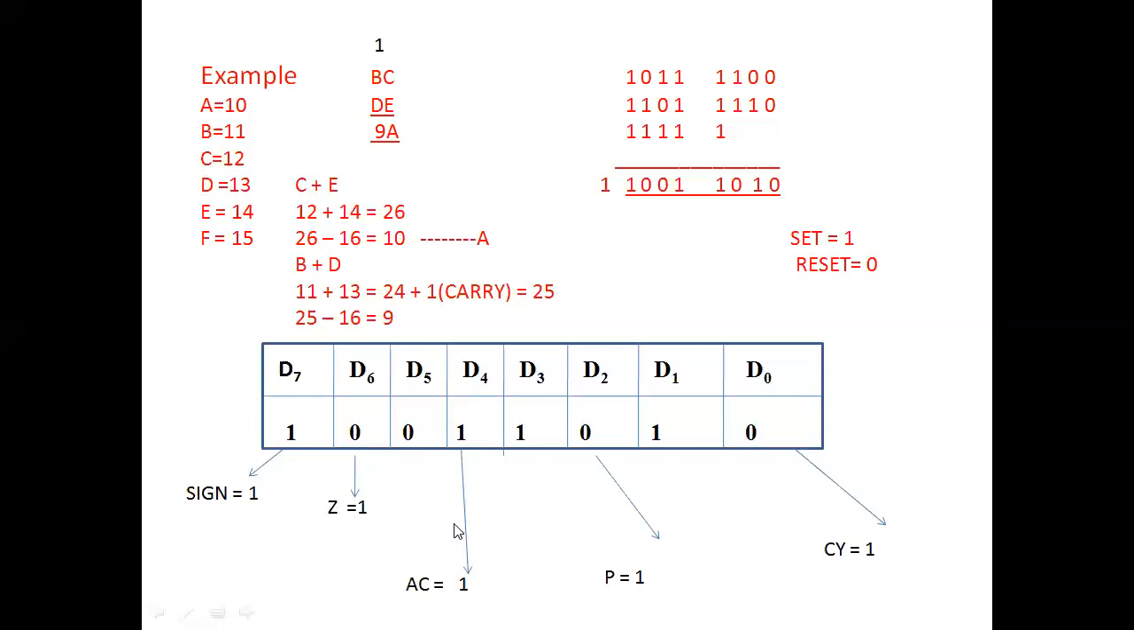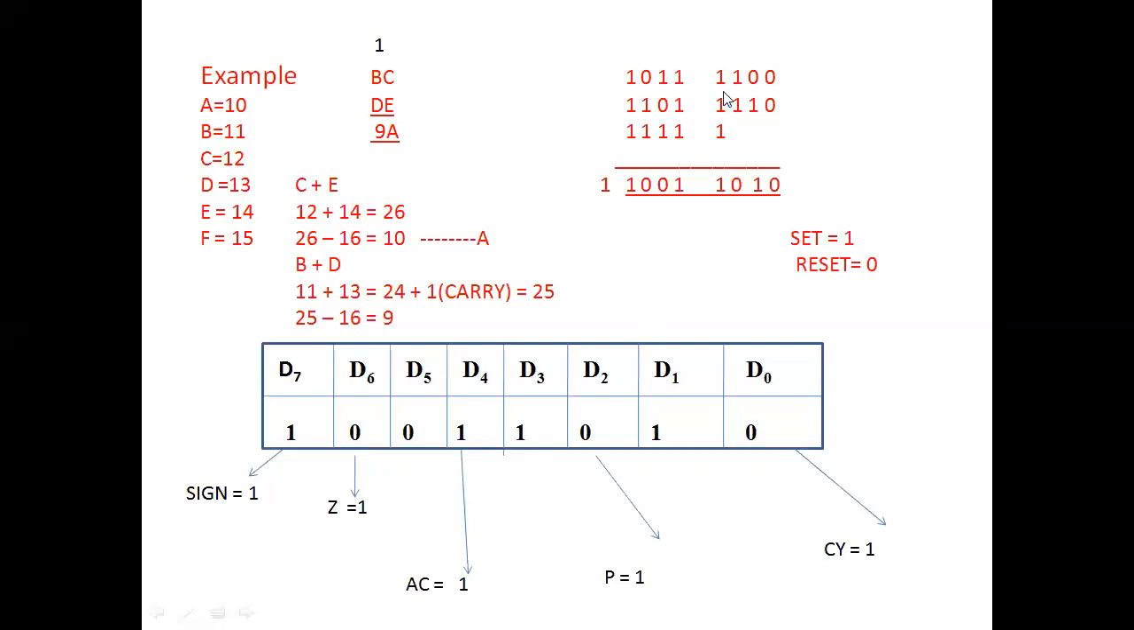Next one is auxiliary carry. Auxiliary carry refers to bit D3. When I am getting a carry from bit D3, it will move to D4, so it is considered as the auxiliary carry. So in bit D3 I am getting a carry, and it will be transferred to bit D4. This is called the auxiliary carry.